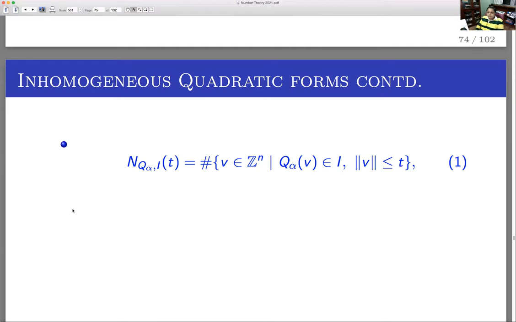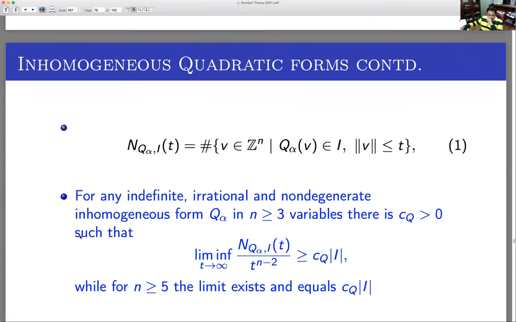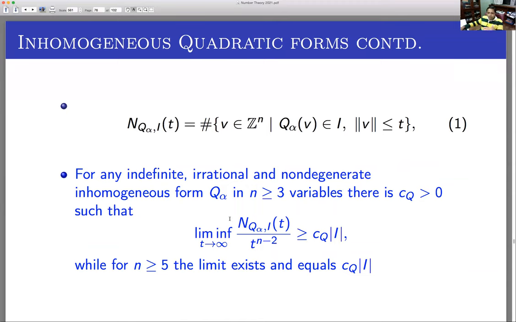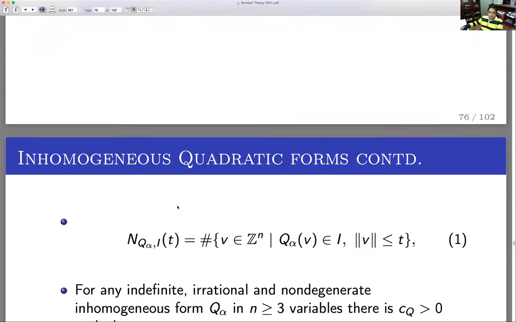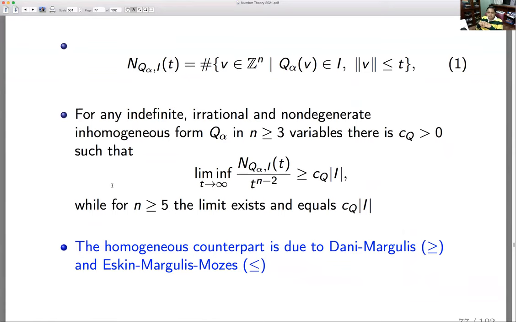Okay, and so a quantitative Oppenheim problem is the problem of giving some kind of asymptotic formula for this counting function. And indeed they proved a nice asymptotic result. They proved a lower bound in three or more variables, and actually an exact asymptotic bound in five or more variables. I have to mention that this constitutes an inhomogeneous version of some very famous results of Dani and Margulis, Eskin, Margulis and Mozes, who obtained asymptotic formulas such as these for homogeneous quadratic forms.